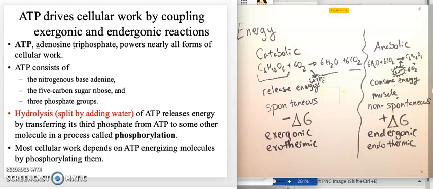So ATP is an RNA nucleotide. It has a nitrogenous base, a 5-carbon sugar, and 3 phosphate groups. It's adenosine triphosphate, okay? And energy is released when the high energy form of that molecule is reorganized by hydrolysis into a lower energy molecule.